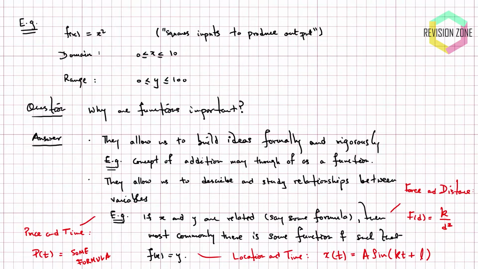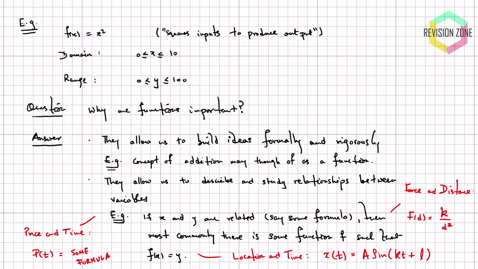Examples of this sort of thing: if x and y are related by some formula, then that formula can most commonly be expressed in terms of some sort of function. For instance, you might have the relationship between force and distance. You might have the force of gravity, and the force might be dependent on the distance. This formula could describe how the force is going to behave as the distance changes, right? As the distance gets bigger, the force gets weaker. There might also be some relationship between the price of an item and time. You can express that as a function, p as a function of t, and of course it will have some formula depending on exactly what item you're trying to describe.